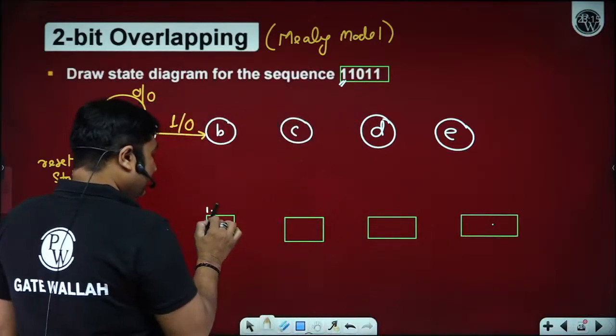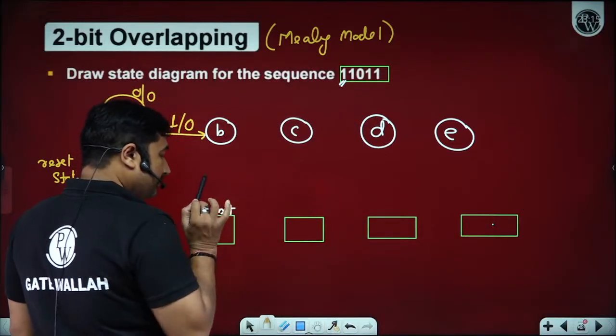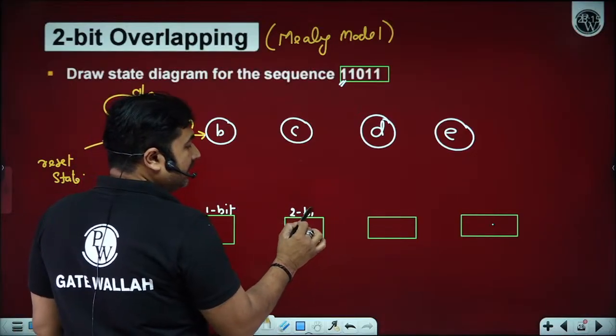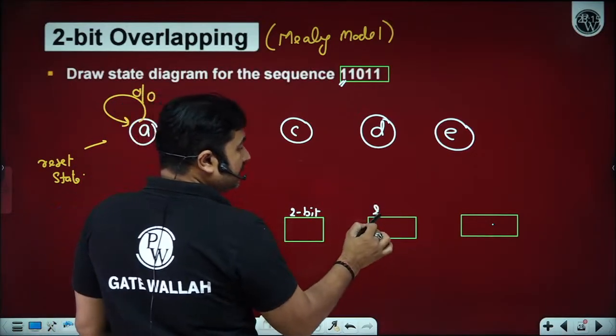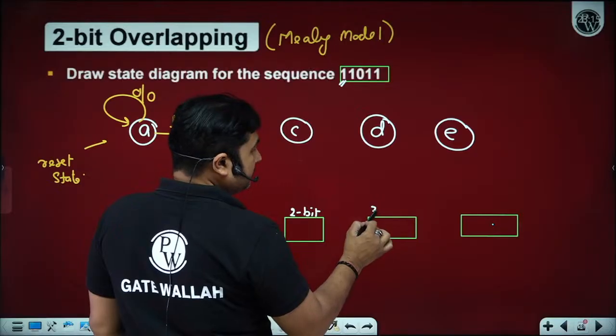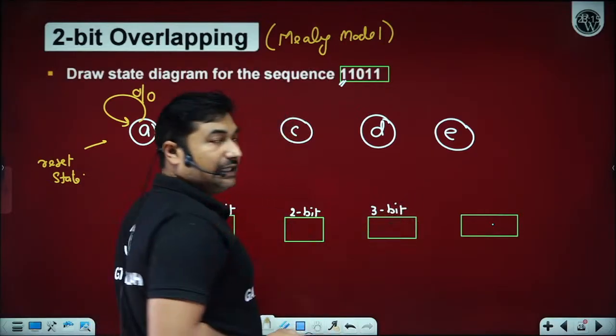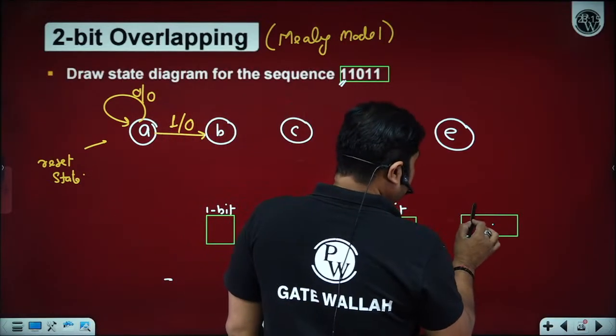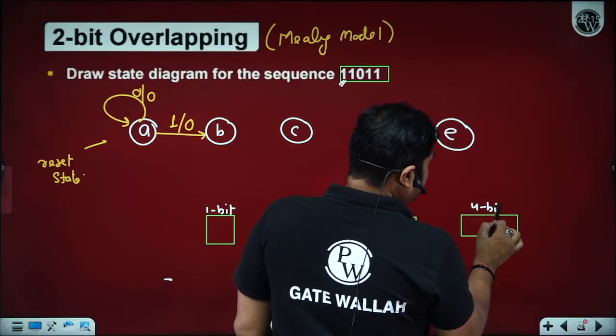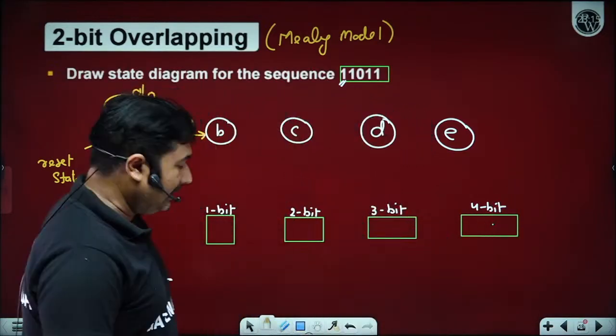It means if you are on state B, 1 bit is already detected in the sequence. If you are on state C, 2 bits are detected in the sequence. If you are on state D, 3 bits are in the sequence, and 4 bits are in the sequence if you are on state E. Is it okay? Yes, sir.